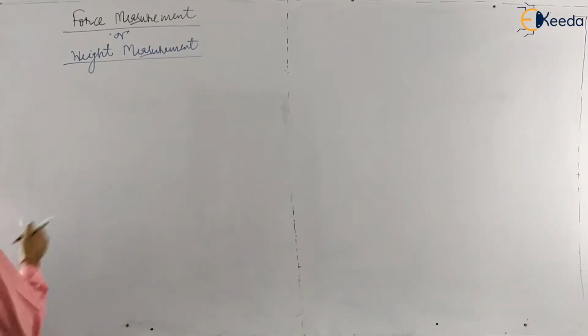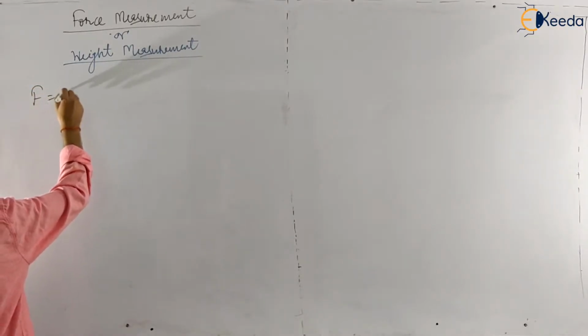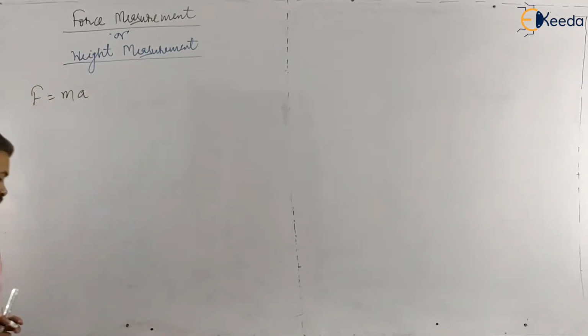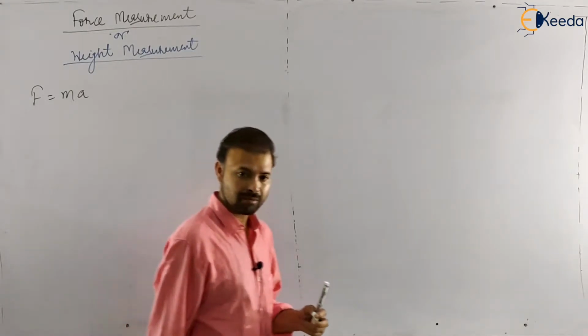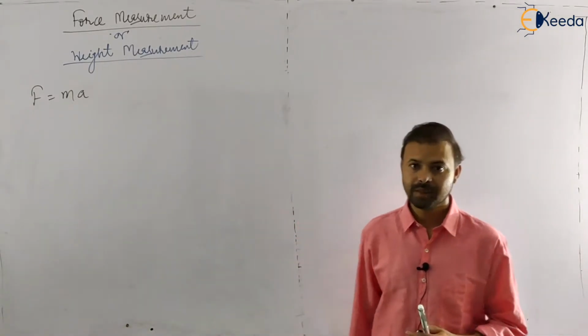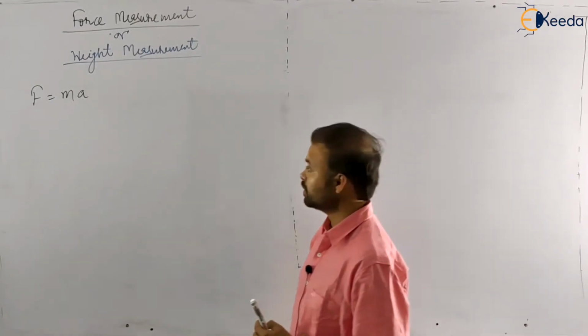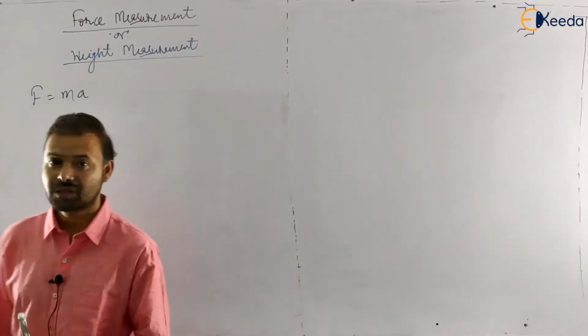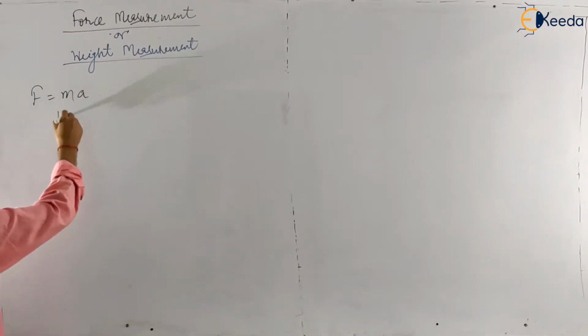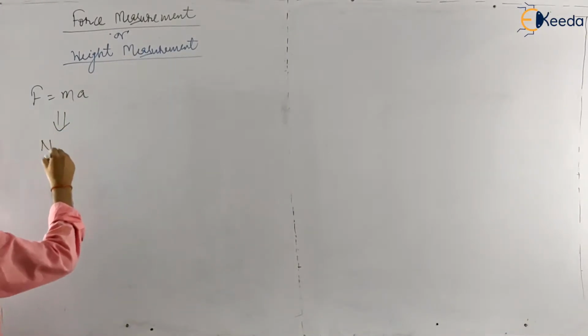So we know that force is m into a, mass into acceleration. That is force, right? Mass into acceleration, that is force. F is equal to m into a, and the unit of force here is Newton. Unit of force is Newton, right?